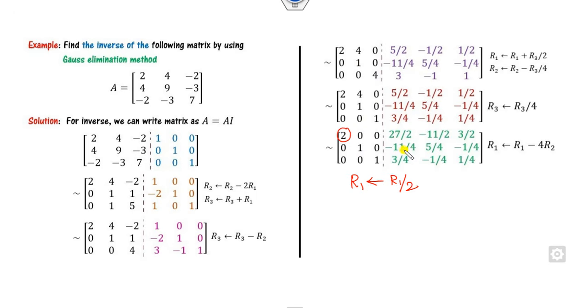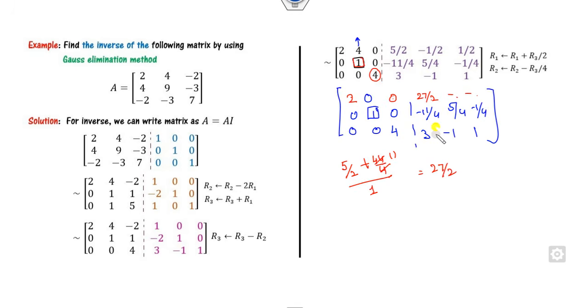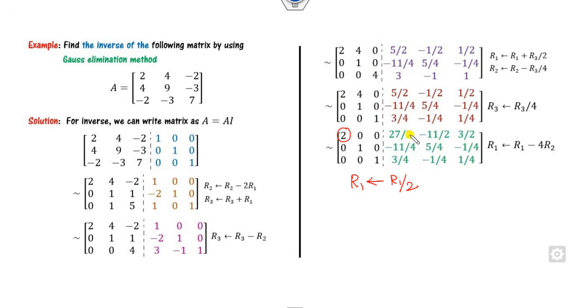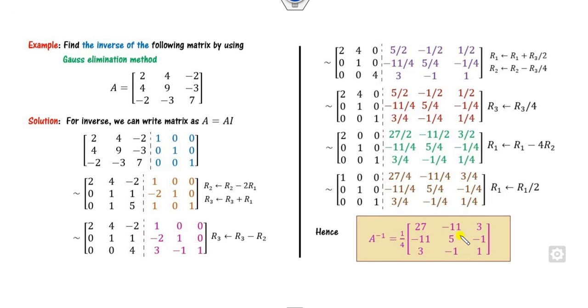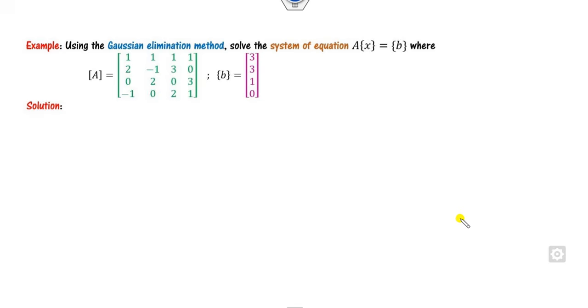So you can see this value is minus 11 by 4, I already computed as minus 11 by 4. 5 by 4, minus 1 by 4. This is the same way you can compute them. And this value is 27 by 2, and you can see it is 27 by 2. Either you can apply it firstly or later, that's your choice. Now you can see this value is my I. So this number is my A inverse. So this is the way you can compute the inverse of this matrix.